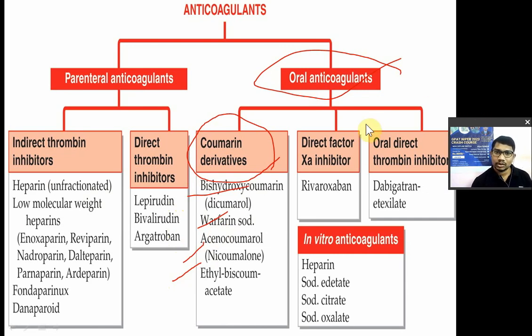The second class among the oral anticoagulants is the direct factor 10 inhibitor. You should know what factor 10 is. Factor 10 is known as Stuart-Prower factor. So the direct Stuart-Prower factor inhibitor is rivaroxaban. Rivaroxaban is a direct factor 10 inhibitor, right? The third class among the oral anticoagulants is the oral direct thrombin inhibitor, in which you have dabigatran etexilate.